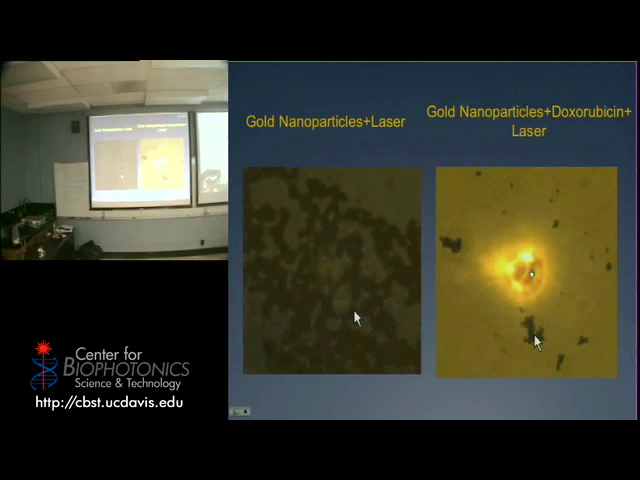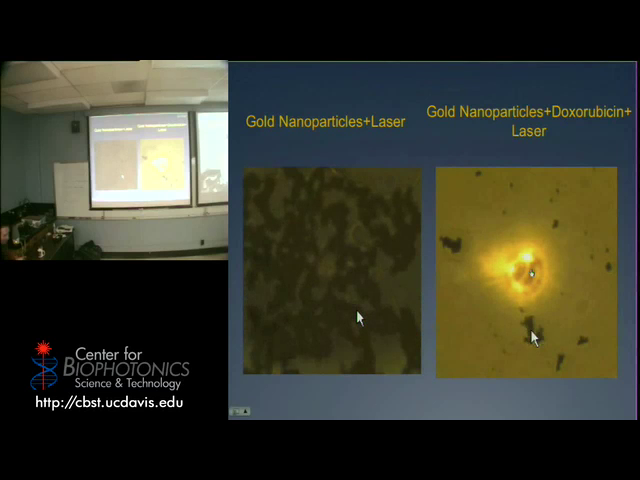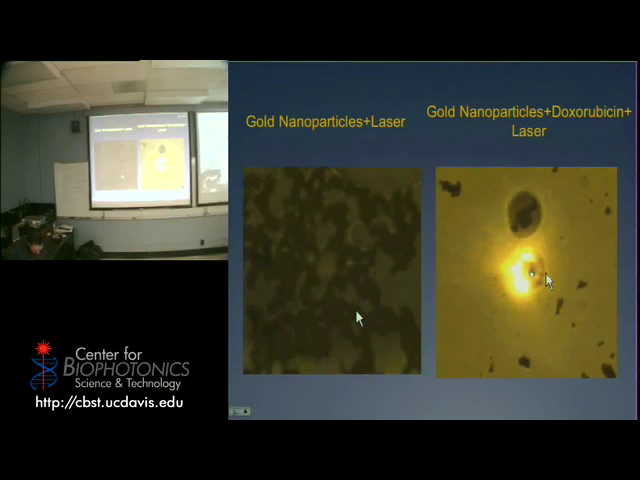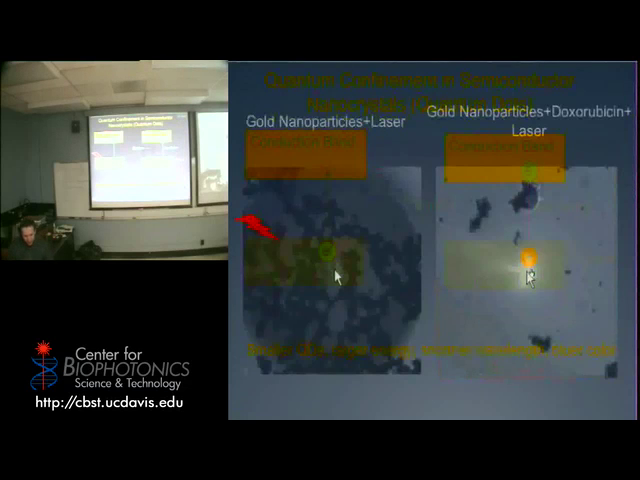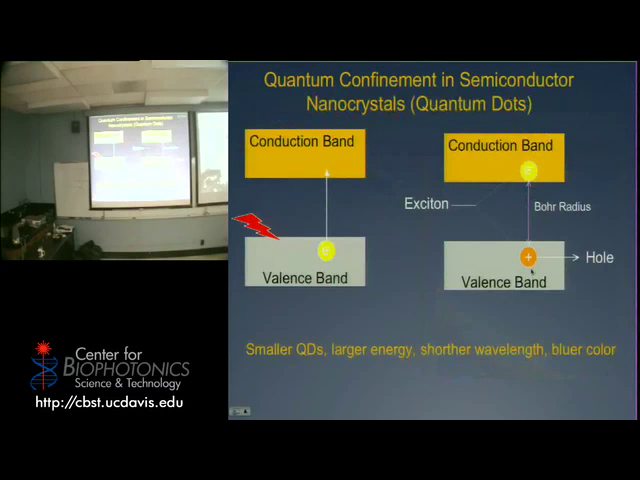Make sense? The concept is actually astoundingly simple, but it works, and the movies are cool. Okay, so that's it for gold nanoparticles and surface plasma resonance. If you have any questions about those, that's a good time to ask.